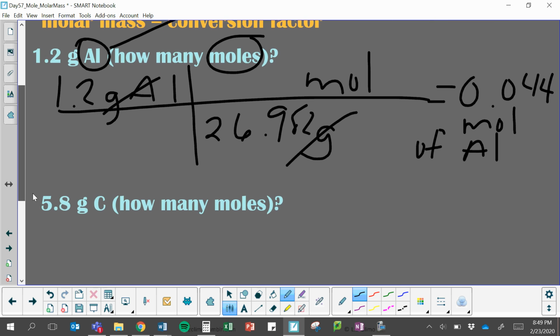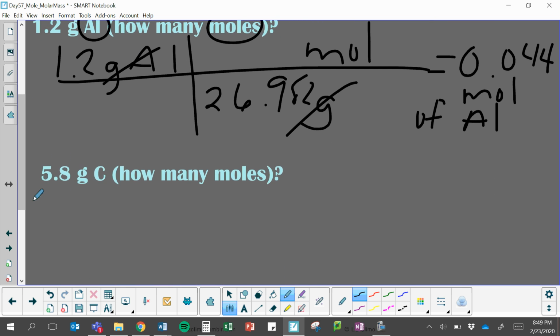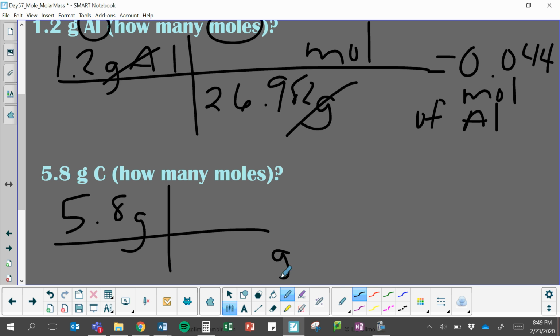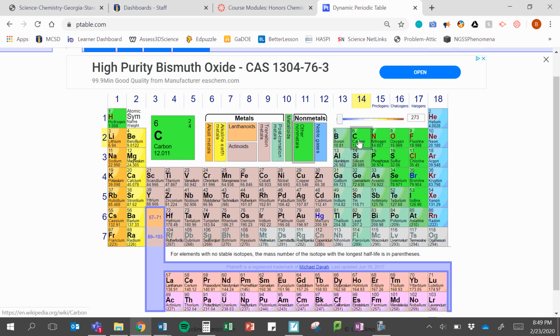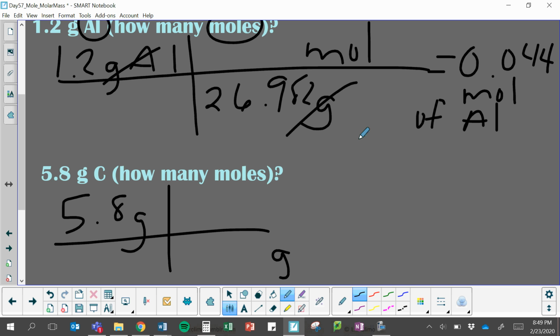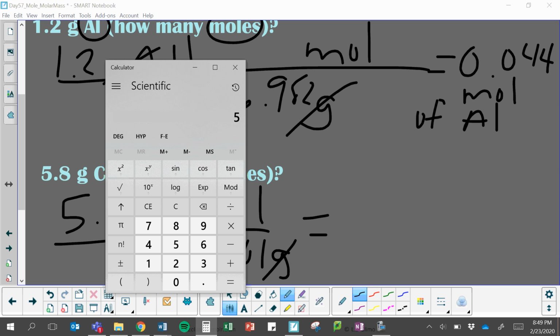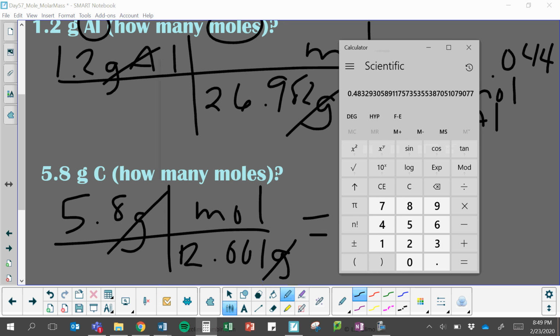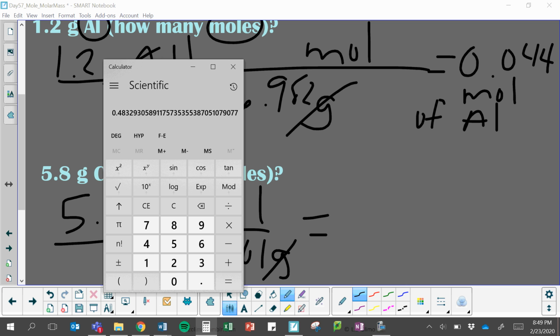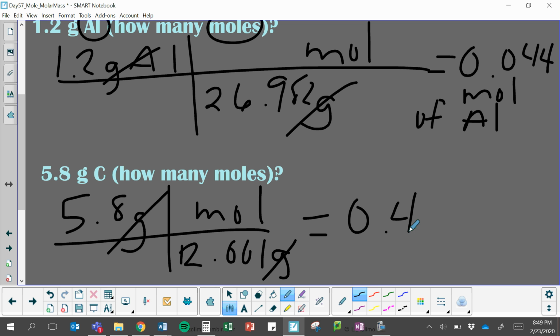Okay, so you can try this next one. You can pause the video. Okay, so this one we will do 5.8 grams of carbon. Our grams go on the bottom again. We'll look at the molar mass of carbon, which is 12.001, and that goes down here, 12.001 grams per mole. Our grams cancel, so we're doing 5.8 divided by 12.001. We get this number. We have 2 sig figs, so we write that as 0.48 moles.